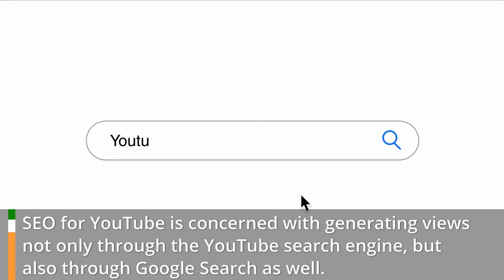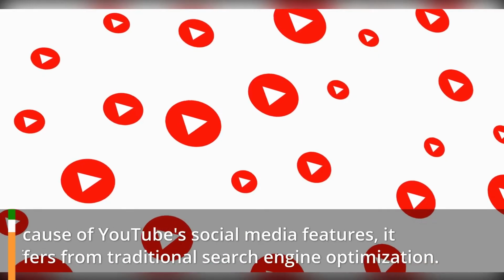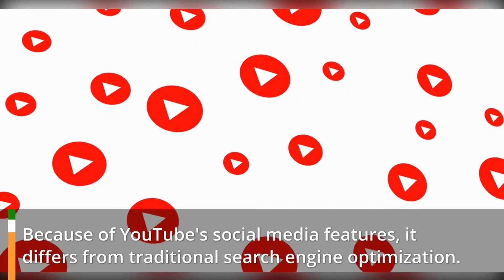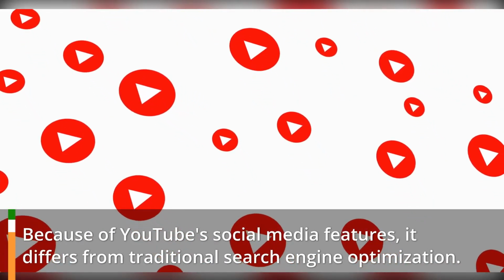SEO for YouTube is concerned with generating views not only through the YouTube search engine, but also through Google search as well. Because of YouTube's social media features, it differs from traditional search engine optimization.